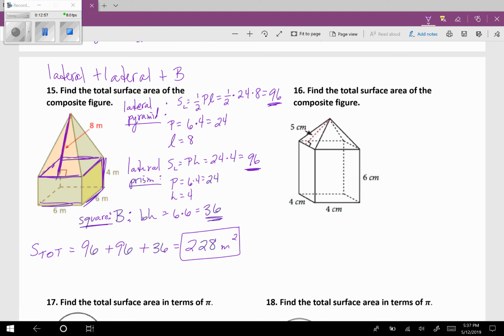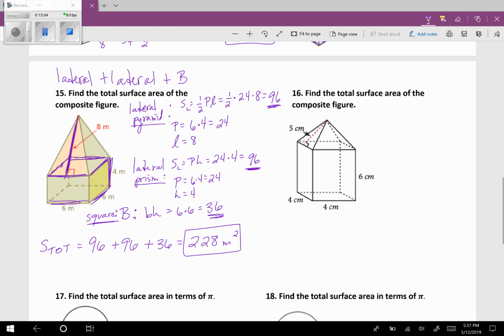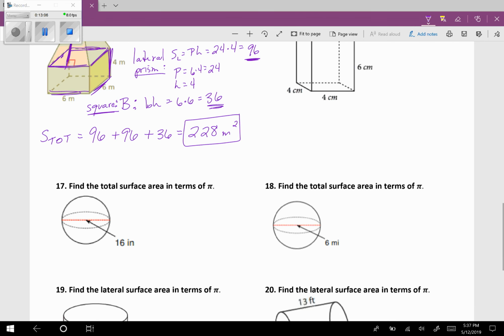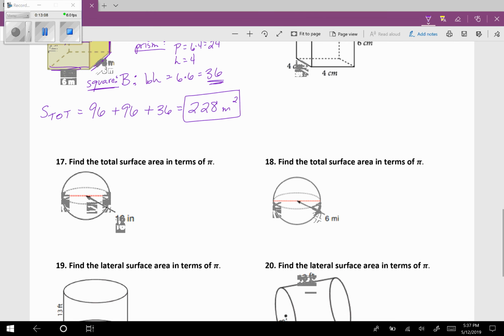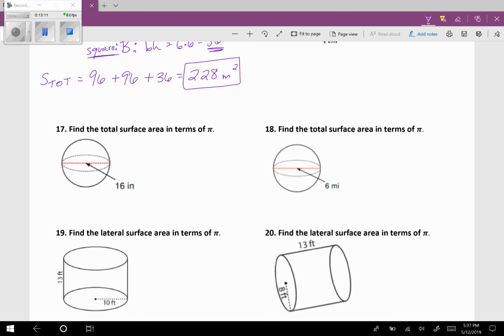Okay, so number 16, exact same thing. And again, this is the kind of composite figure we're going to give you on the test. All right, number 17. Find the total surface area in terms of pi. And again, what do you think we're going to ask you to do on the test? Find it in terms of pi.